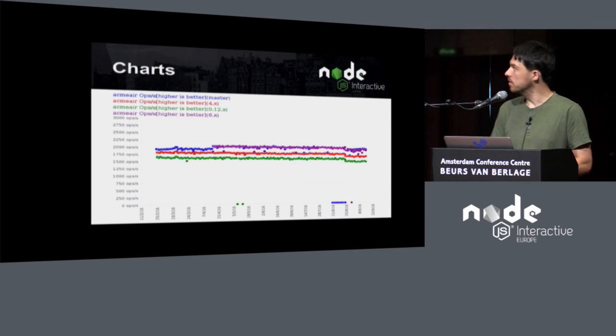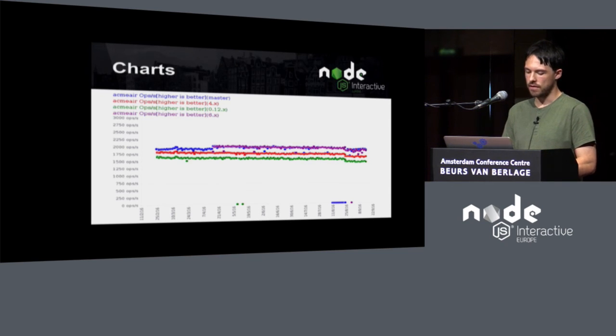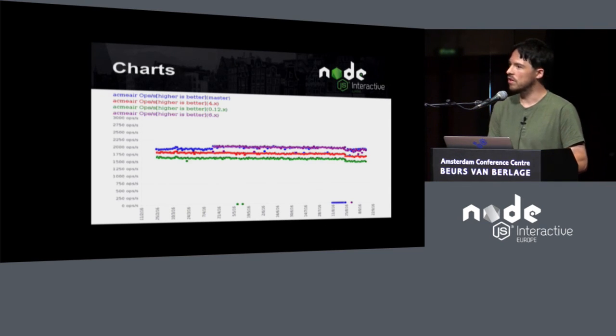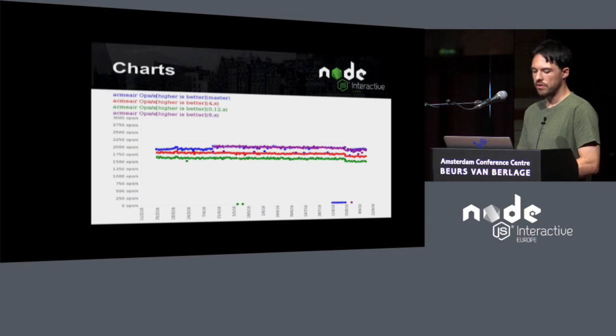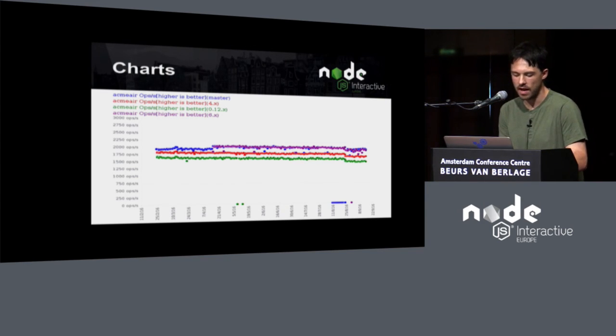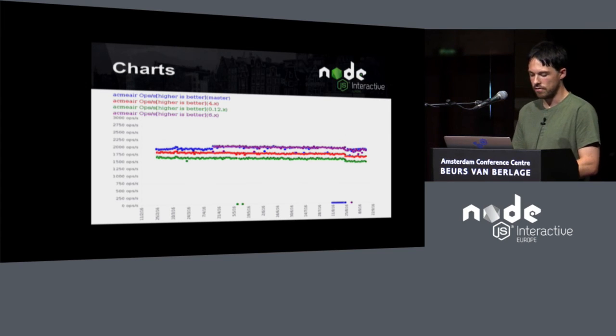So on benchmarking.nodejs.org, we have a number of charts that look a bit like this. This is the one where we're tracking throughput on Acme Air. You can hopefully see there's a bit of a jump around April time. That was when we took a new version of V8.